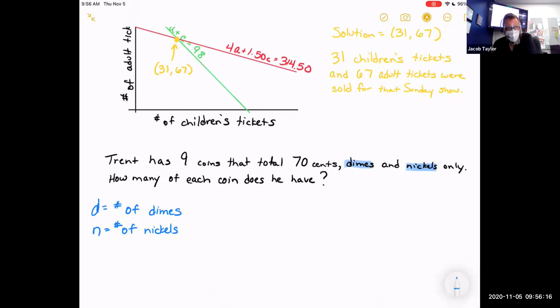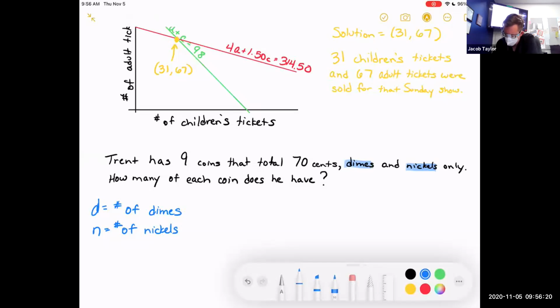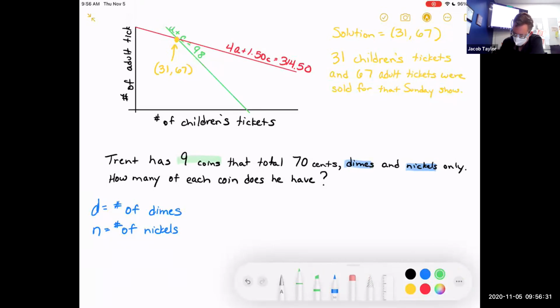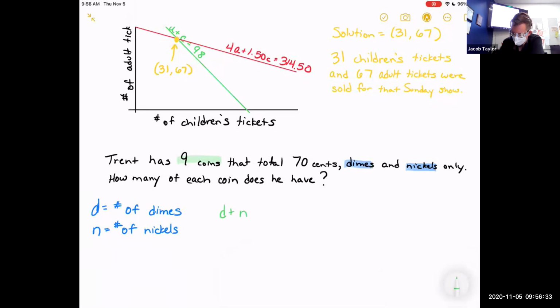Okay, so I can write 2 equations now. The first equation I can write says that I have 9 coins. I don't know how many dimes and I don't know how many nickels, but I know if I take the number of dimes and the number of nickels and add them up, dimes plus nickels, I should have a total of 9 coins.